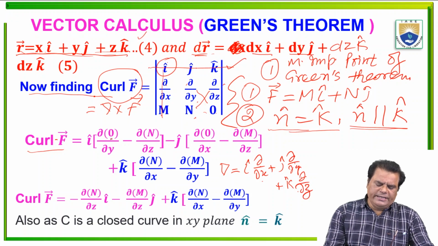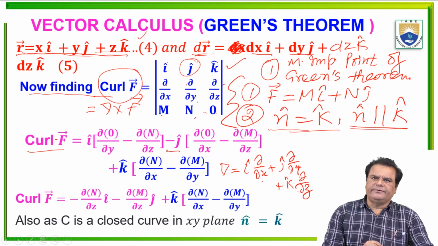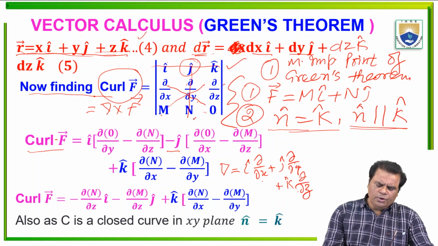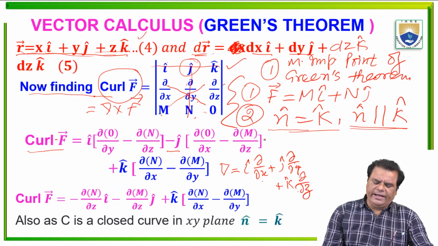So ∂/∂y of 0 minus ∂/∂z of n. Next, second, taking j. J has a negative sign, minus j, and we cut the first row and second column. So multiply this to this and minus this to this: ∂/∂x of 0 minus ∂/∂z of m.